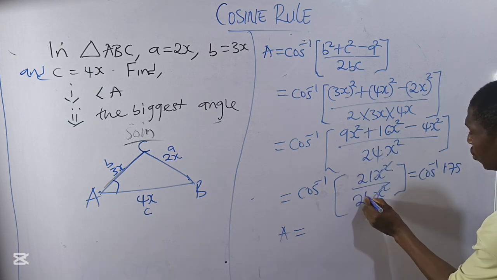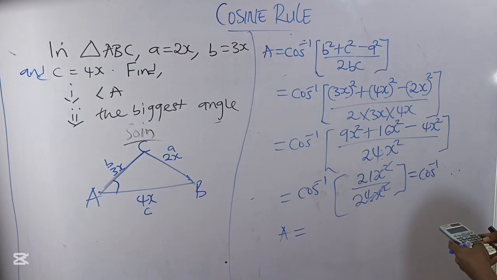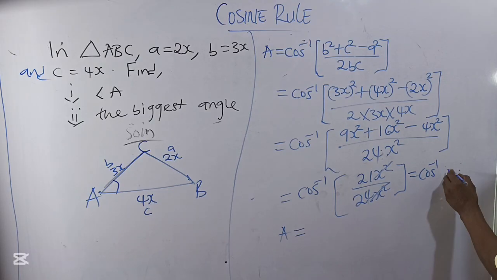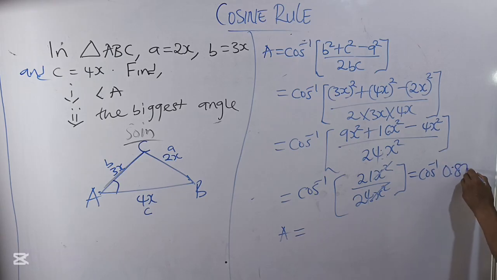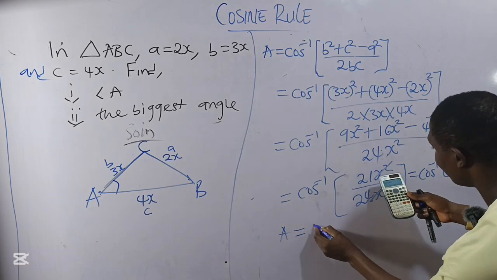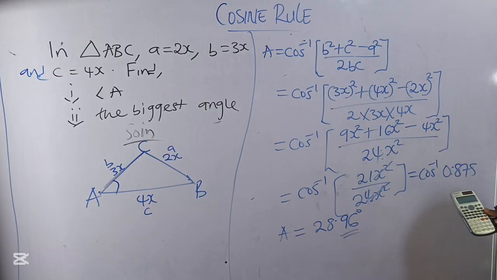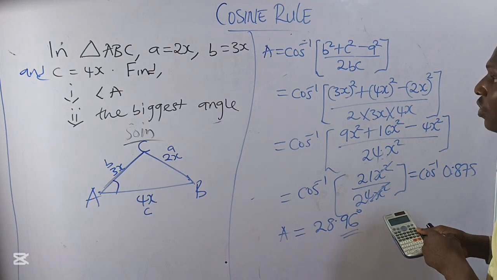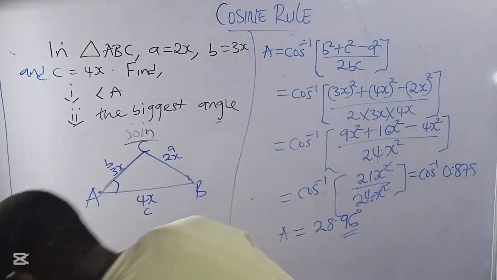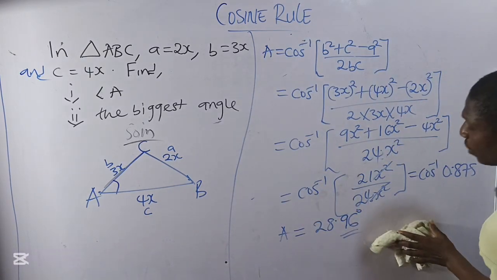So we have here 24, and every other thing remains the same. So we have 21 divided by 24, giving me 0.875. And if we check the cos inverse of 0.875, this will give me 28.96 degrees. So this is my answer for angle A.